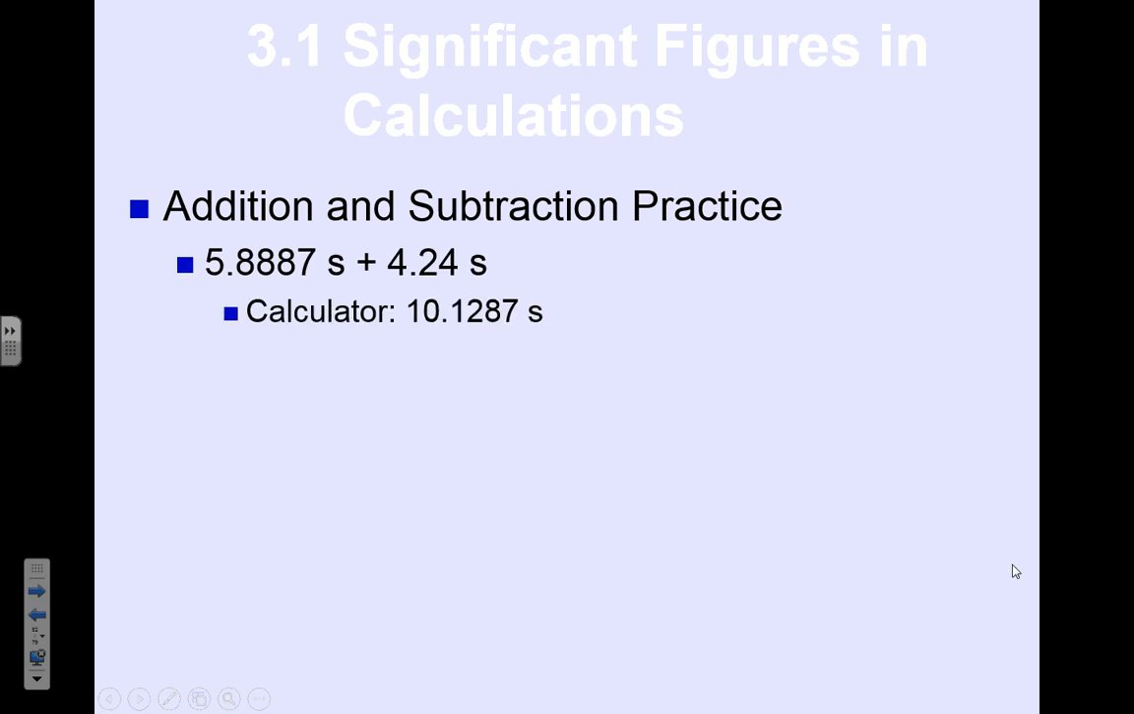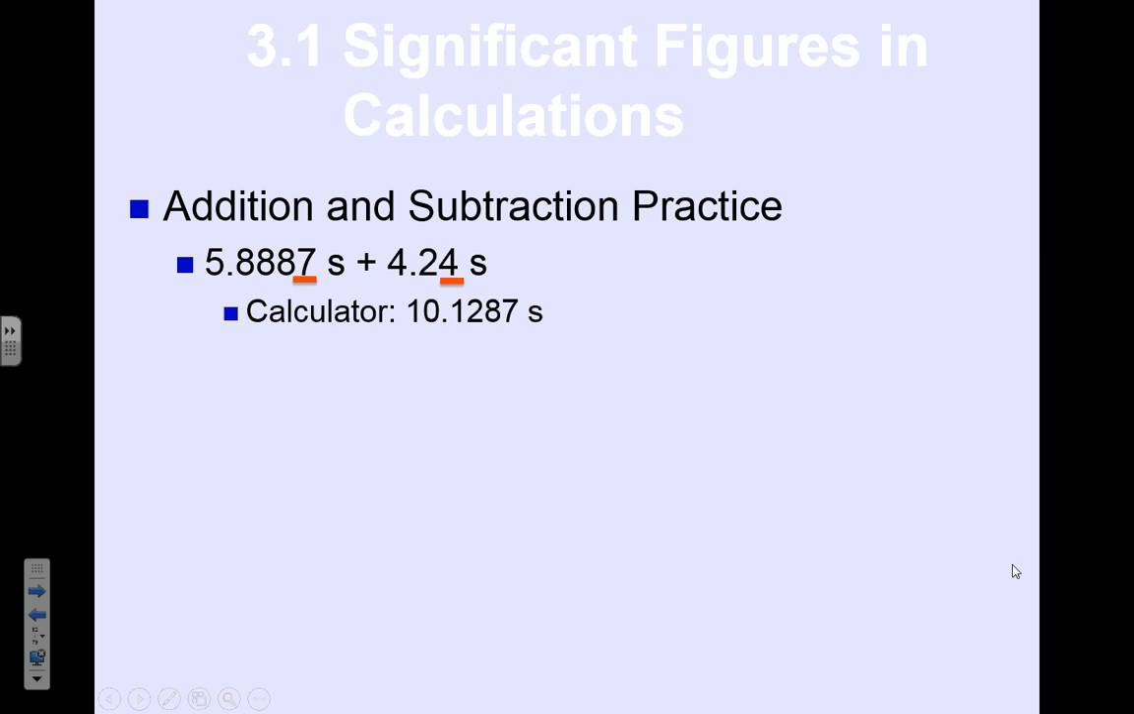So let's say we are adding 5.8887 seconds to 4.24 seconds. Now the calculator is going to spit out 10.1287. Now I need to evaluate my uncertainties. In 5.8887, that 7 is an uncertain digit. That's my last significant digit in that measurement. And in 4.24, that 4 is my uncertain digit. So look at where they're at. 4 decimal places, 2 decimal places. Or another way to say it would be the hundredths place or the 10,000ths place. Well, hundredths is significantly larger than 10,000ths.